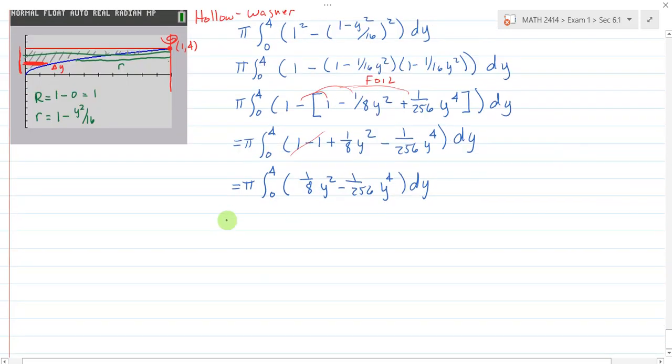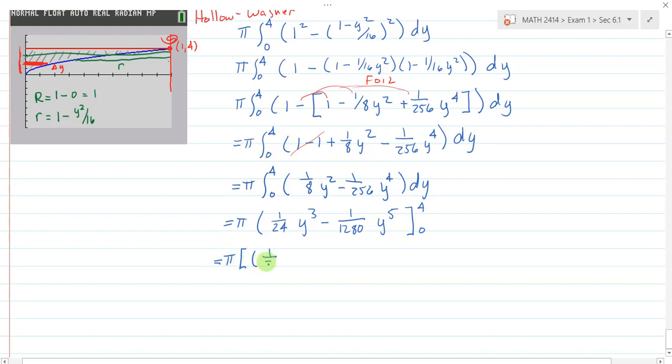So now let's integrate this. What do I get when I integrate 1/8 y squared? We add 1 to the exponent, that gives us a y cubed. Divide by the new exponent, so 1/8 times 1/3 is 1/24, minus 1 over, what's 256 times 5? 1,280. All right, so we've got our integral done. Now we need to evaluate it using the fundamental theorem of calculus, so that means we're going to plug in our upper bound and then plug in our lower bound and subtract.